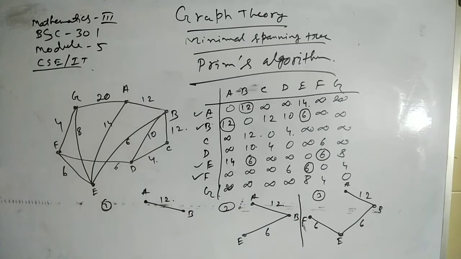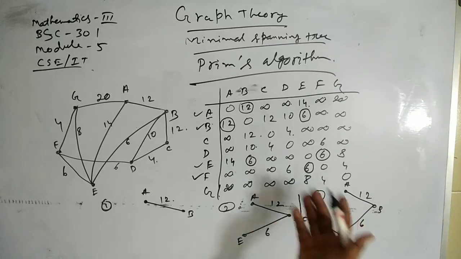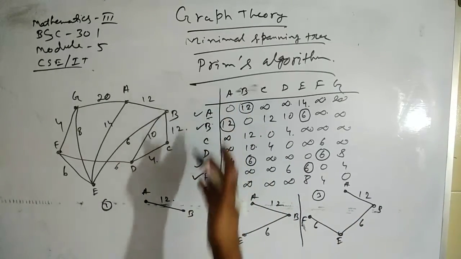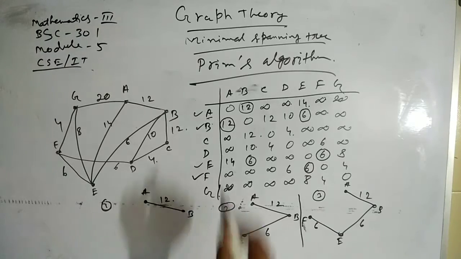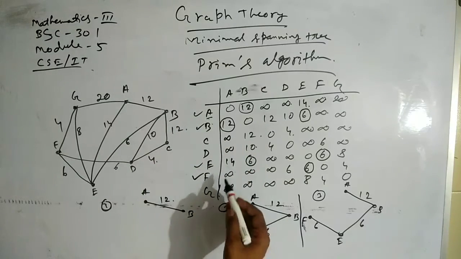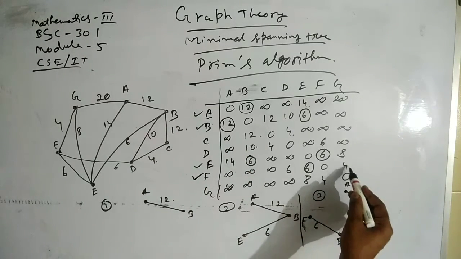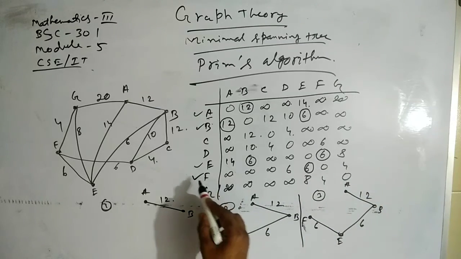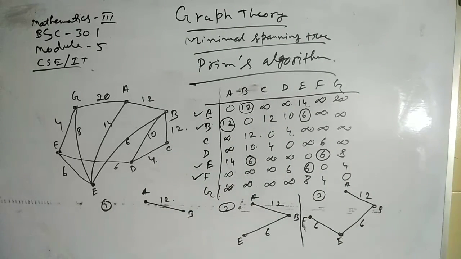So now we have to choose the minimum weight in these 4 rows A, B, E, F. Okay, so in these 4 rows the minimum weight, you can see that 4 is the minimum weight. Now what is the edge? FG. Now step number 4.